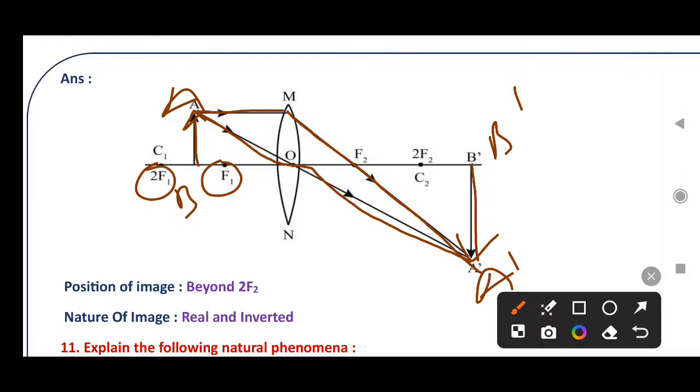Okay, then the image is formed beyond 2F2. We placed the object in between 2F1 and F1, but the image is formed beyond 2F2. Okay, then comparing the size of the object and the size of the image, the image size is enlarged.